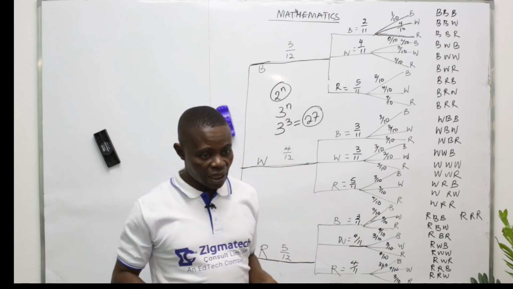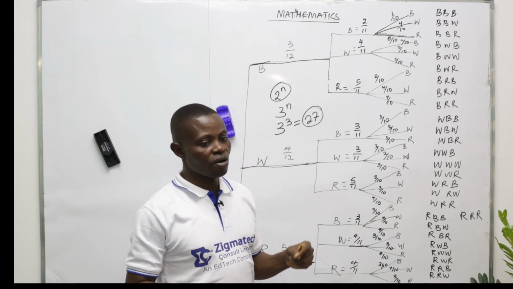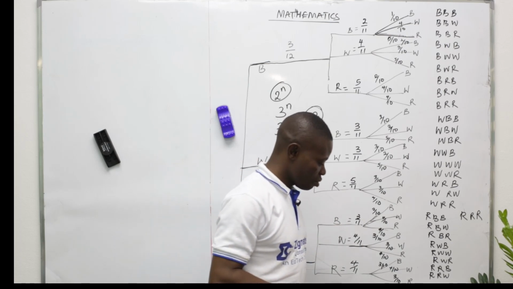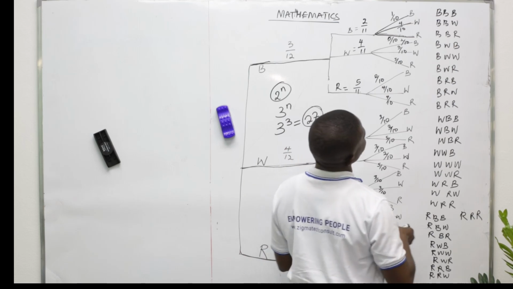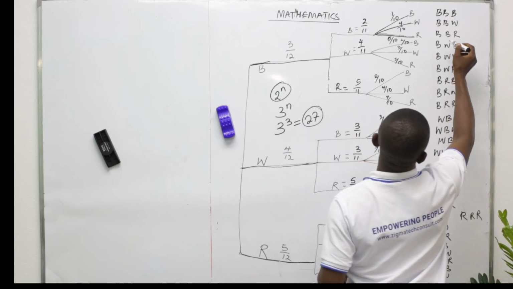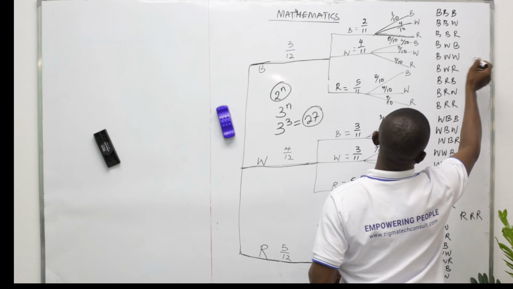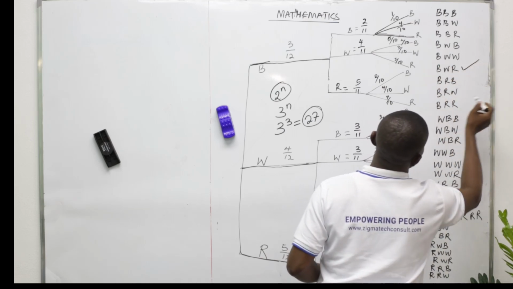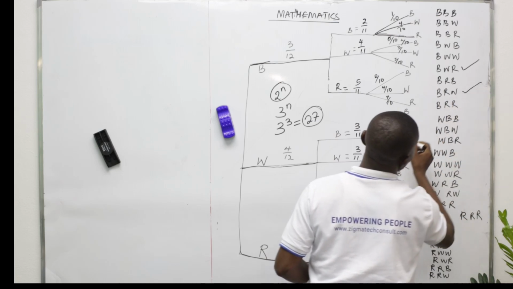Now, at least 1 of each color. Let's answer it. We have 2 colors here. Just one color is what they're interested in. Let's check. 1. 2 colors are here. Another one.